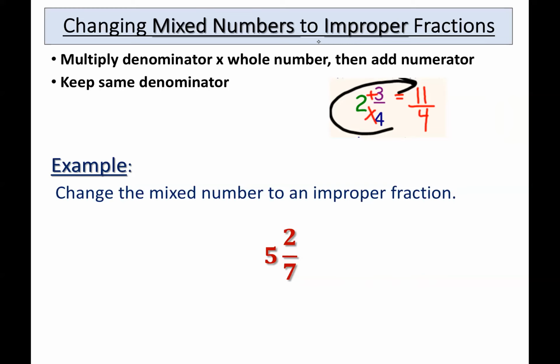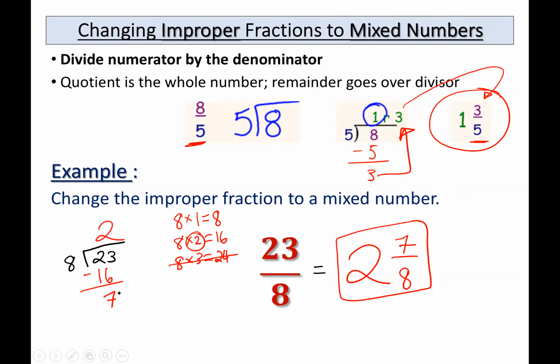Mixed numbers to improper fractions. This is when we multiply and add. What I was going to show you with the problems we just did is that you could check your answer by multiplying and adding. So with 1 3/5, I could check the answer by doing 5 times 1 is 5, plus 3 is 8. 8/5, okay? So you're multiplying and adding.